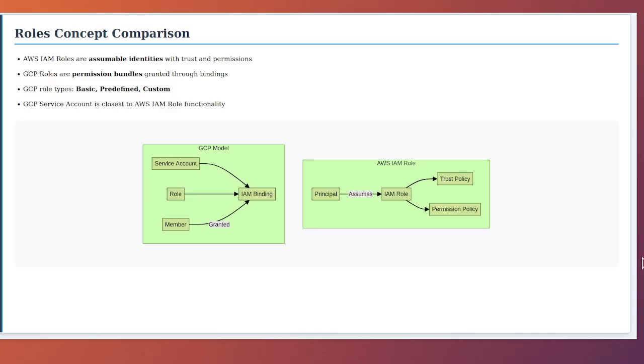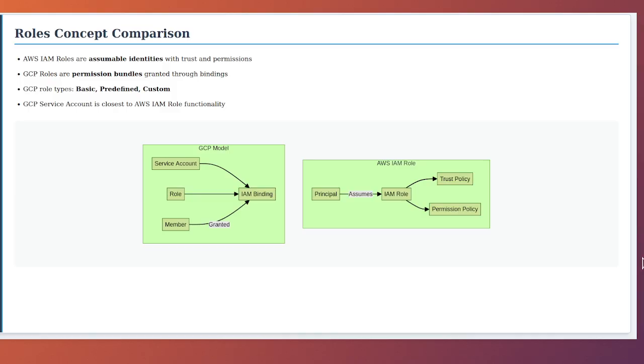In GCP, the term role refers specifically to a collection of permissions. A GCP role is not an identity you assume. It is simply a named bundle of permissions that you grant to identities through bindings. The identity in GCP is separate from the role. You have Google accounts, service accounts, and groups as identities, and you grant them roles to give them permissions.